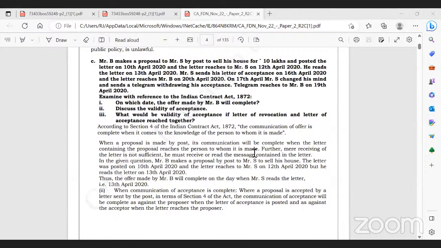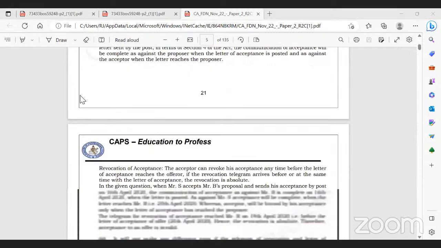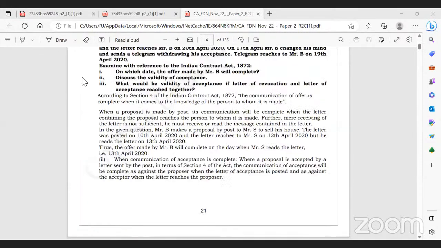According to Section 4 of the Indian Contract Act. Remember, Section 4 is very important. This is offer, acceptance, and revocation. Communication of offer and acceptance is Section 4, right? According to Section 4 of the Indian Contract Act 1872, the communication of offer is complete when it comes to the knowledge of the person to whom it is made. If the proposal is made by post, its communication will be complete when the letter containing the proposal reaches the person to whom it is made. Further, mere receiving of the letter is not sufficient. He must receive or read the message contained in the letter.